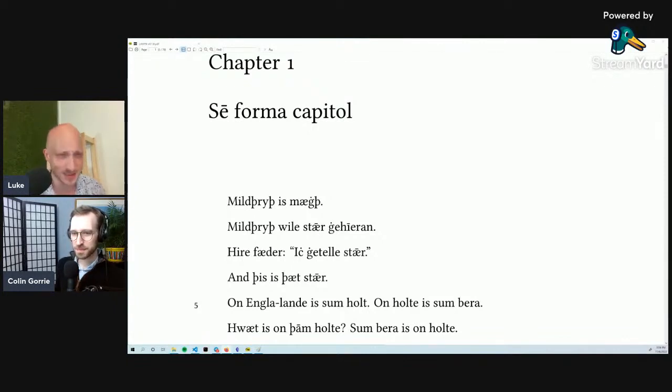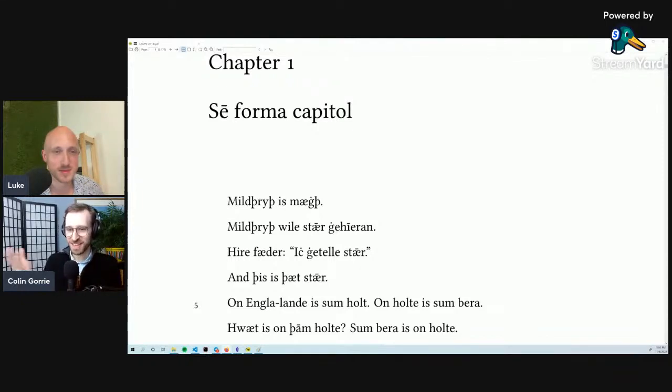Wait, there is "in." The word "in" exists. Yeah, it does exist, but it's not really current in West Saxon. Okay, so our word "in," from Proto-Indo-European "en," is just less mutated than this West Saxon thing. So that does occur in Mercian.